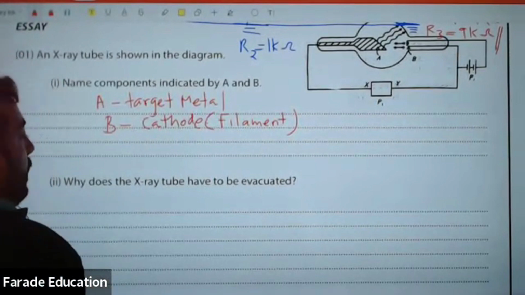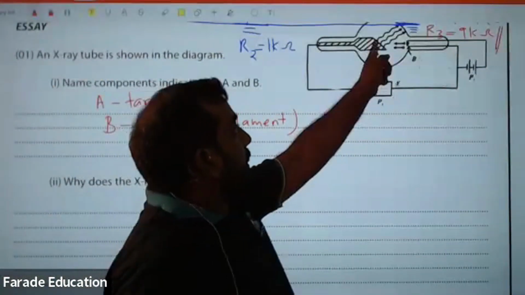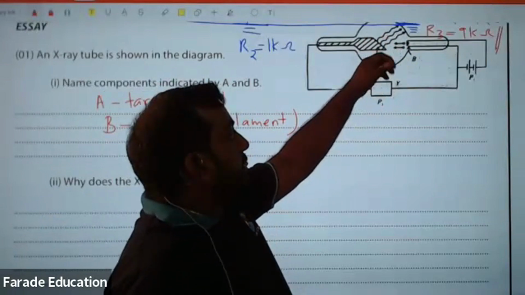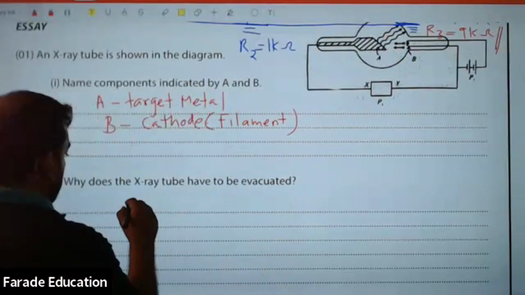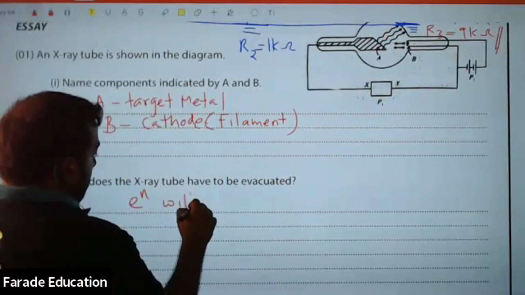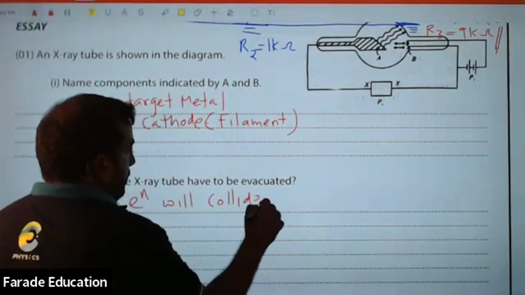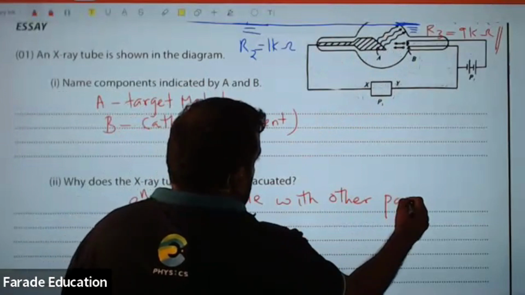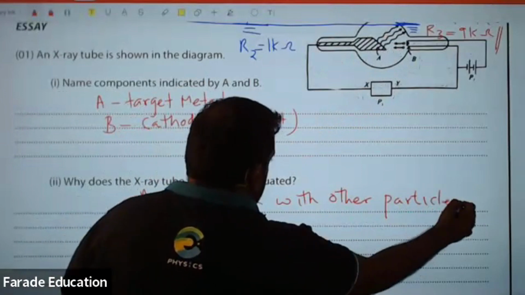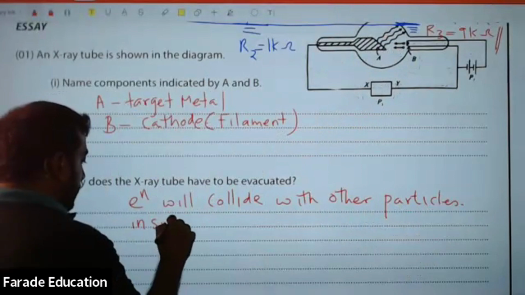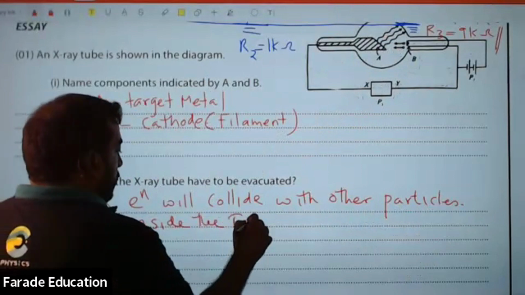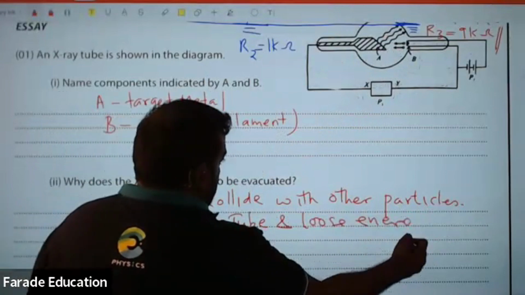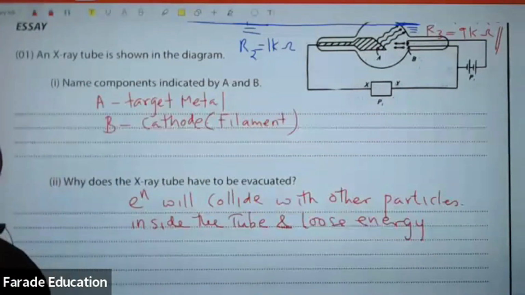Why does the X-ray tube have to be evacuated? Otherwise, what will happen? Electrons, when they travel, will collide with other particles inside the tube and lose energy.